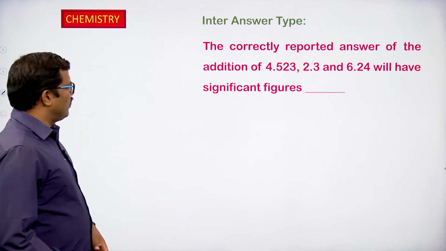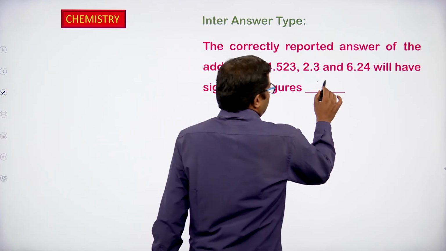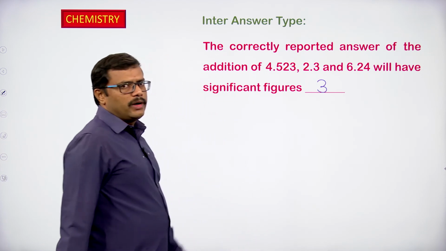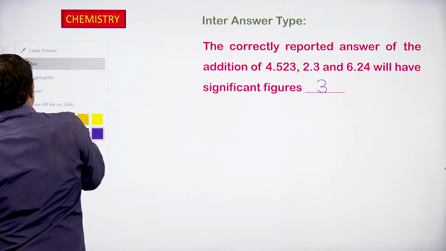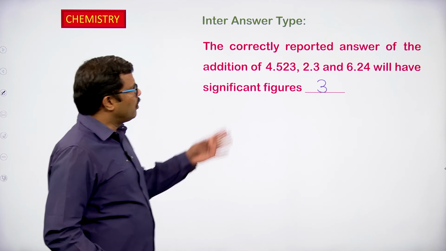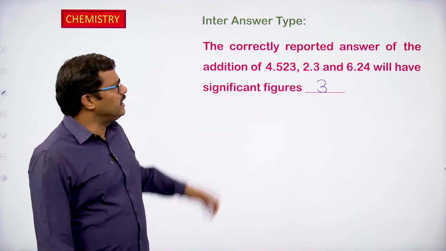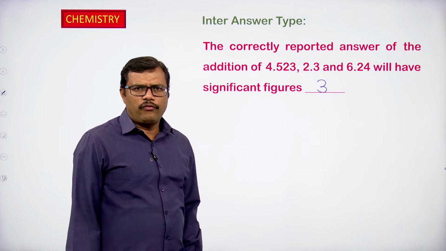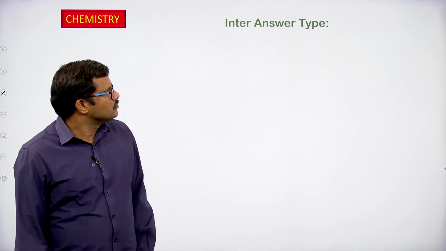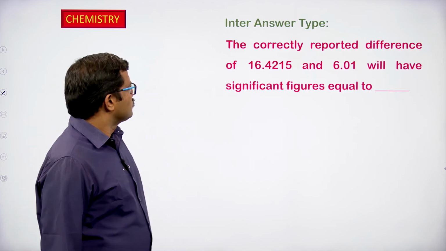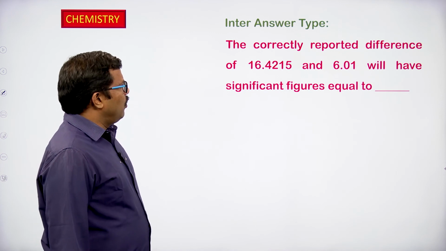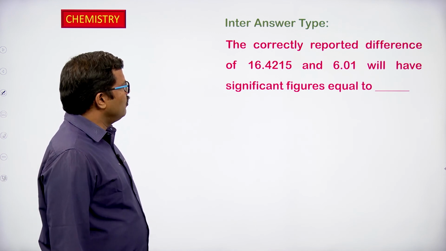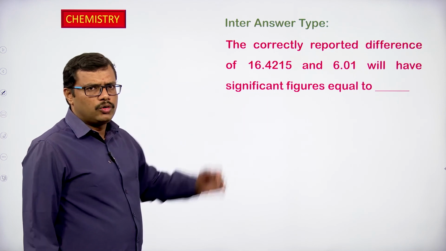So, how many significant figures do we have? We have 3 significant figures in this particular case. Okay. I think you got the answer, right. This is an integer type of question, so the values will be coming out to be 1, 2, 3, 4, 5, etc. Okay. The correctly reported difference will have significant figures equal to.